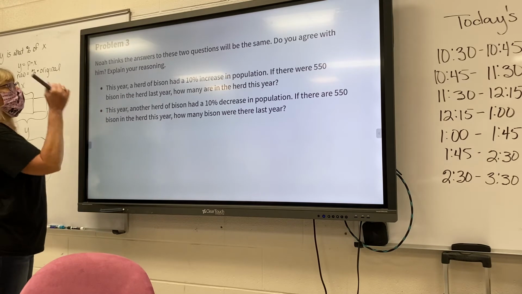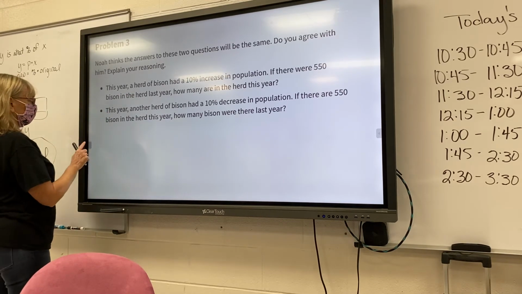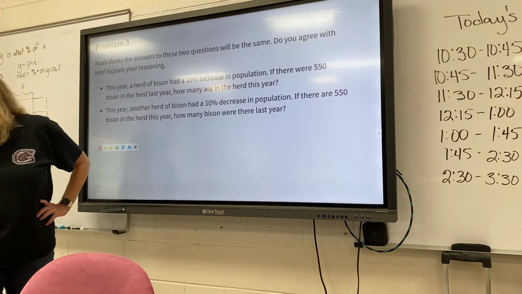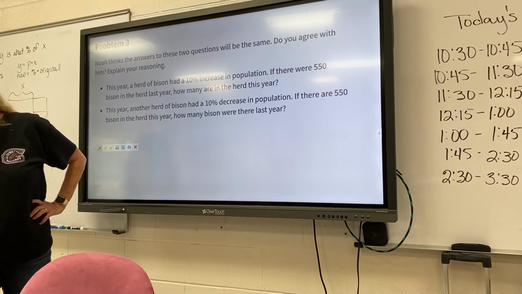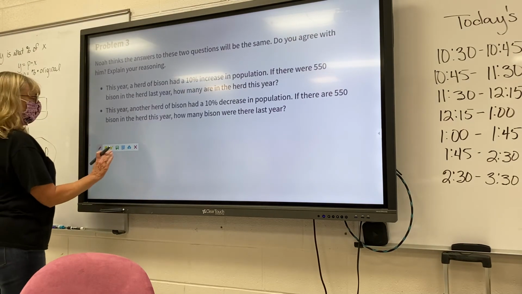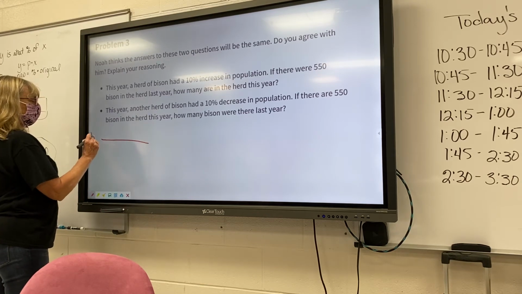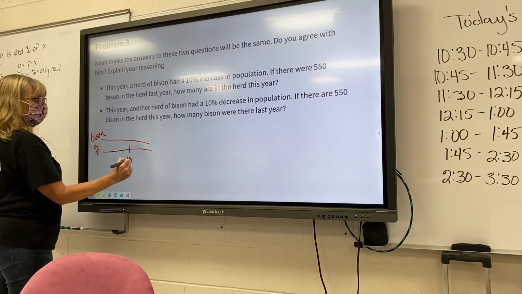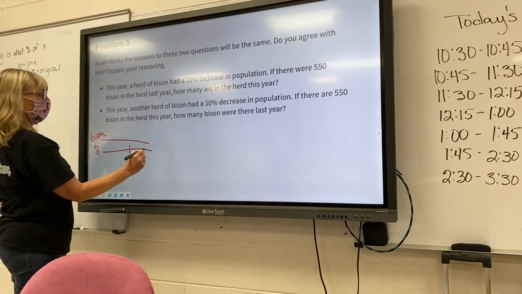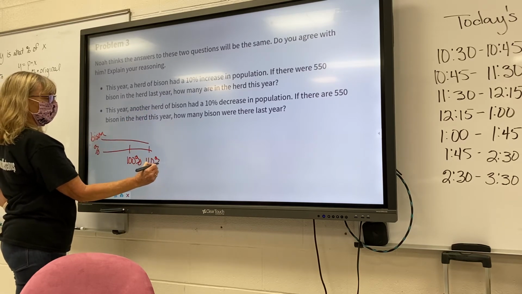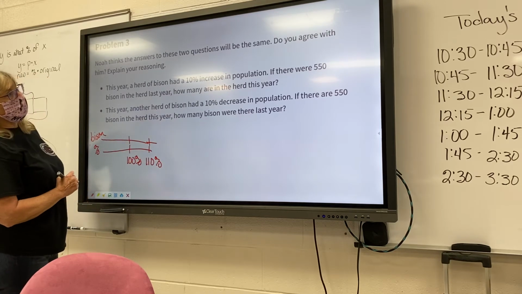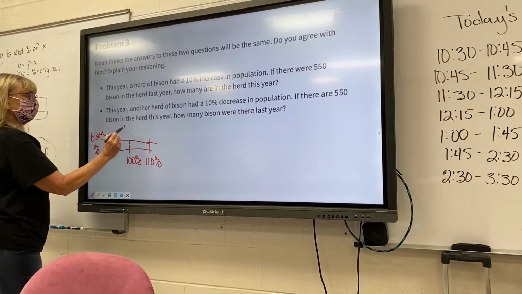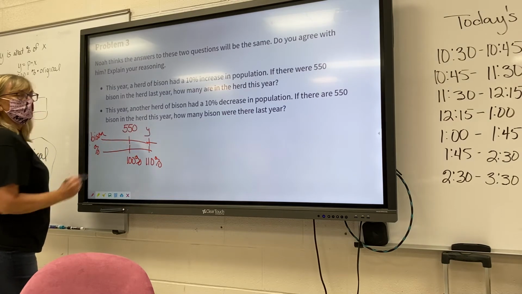Okay. This year, a herd of bison had a 10% increase. You want to do tape diagram or you want to do double number line? Let's do double number lines so you get a little more comfortable with it. All right, so we've got bison here, and we've got percentage here. We're going to have 100%. And in the first one, we have an increase, so we're going to 110%. Where am I going to put the 550? Original? The original, so that's X, right? And we want to know that.